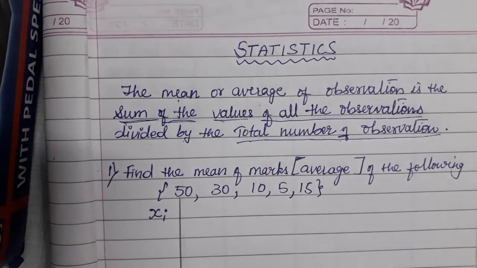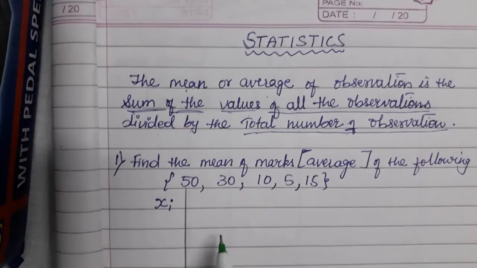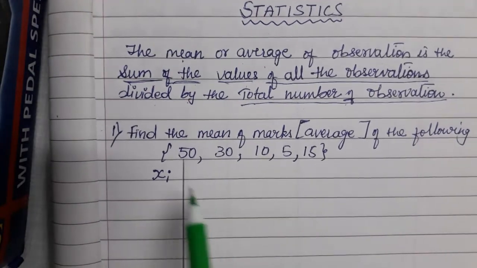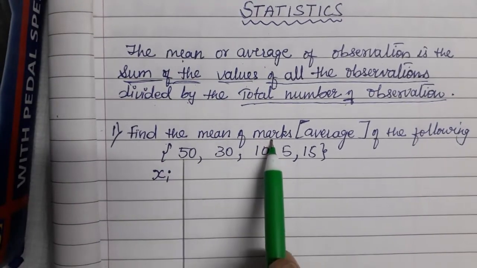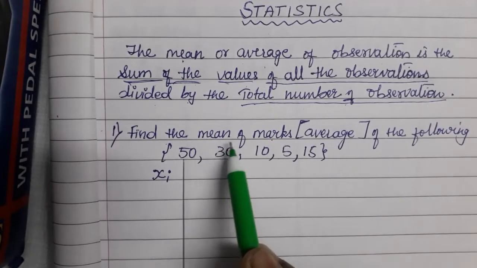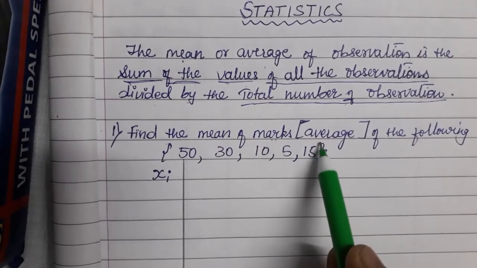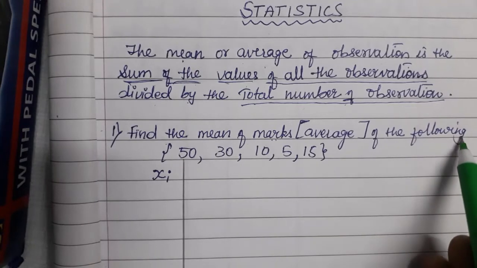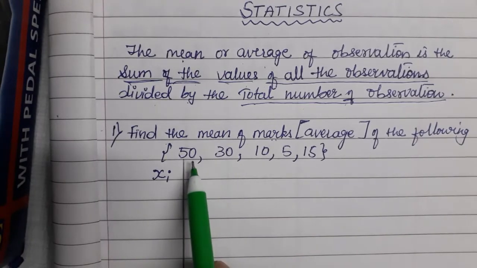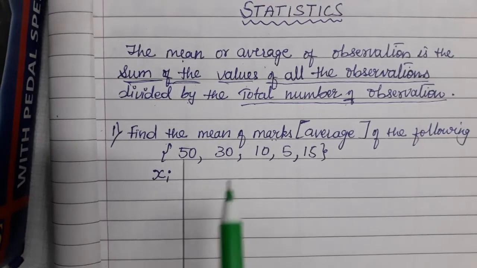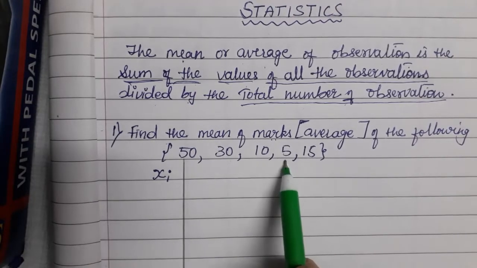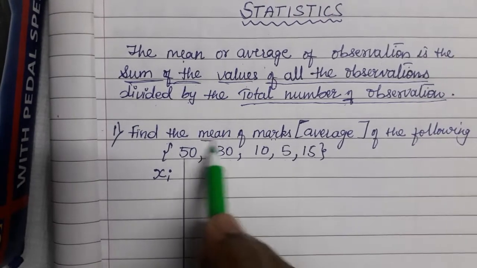We will learn this by taking one simple sum. I have a sum in front of you. Find the mean of marks, or we can call it the average of the following scores. What are the marks or scores given to us? 50, 30, 10, 5, 15. We have to find the mean of this.